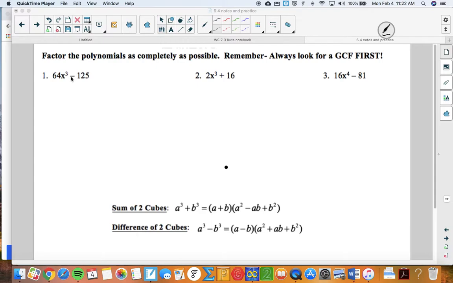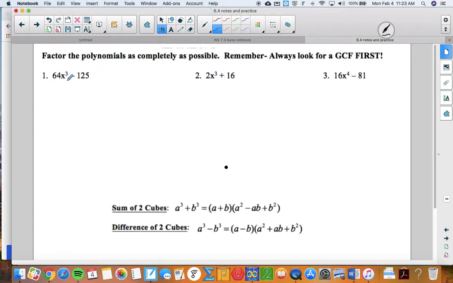In this case, it's difference because we're subtracting, and while 64 has a square root, x to the third is not really square rootable, and 125 is not square rootable. So I'm going to think difference of cubes. Can I cube something to get 64? And x to the third, yeah. 4x cubed is 64x to the third. And can I take something to the power of 3 to get 125? And yes, it's 5. So these are my cube roots, 4x and 5.